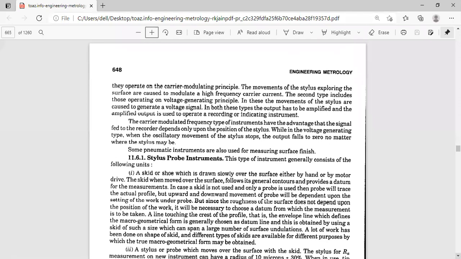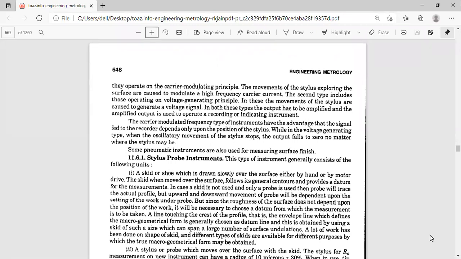So we are not having pneumatic instruments in the syllabus. Only if you, out of curiosity or for the sake of knowledge, want to discuss, we can discuss, but it's not there in the syllabus. Pneumatic type of instruments are used for measuring surface finish.